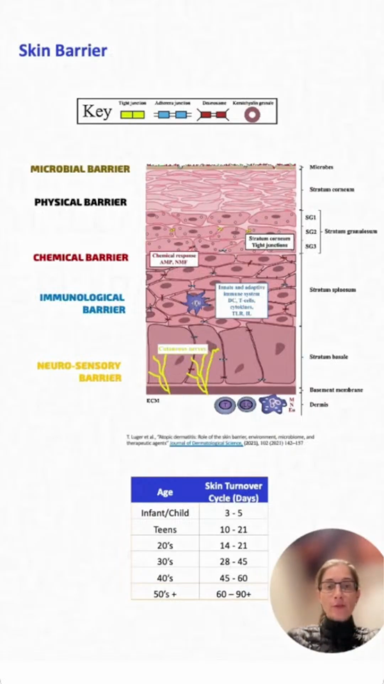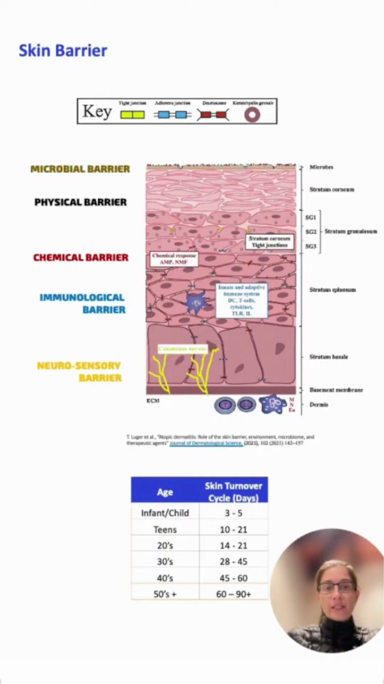The physical and chemical barrier, called the stratum corneum, is the outer layer of the epidermis and is divided into three sections, with the stratum granulosum layers beneath it. The stratum corneum contains tight junctions that seal cells together, limiting entry of pathogens and allergens. The next layer is the chemical response layer, which has antimicrobial peptides to kill or inhibit the bad microbes and natural moisturizing factors that help maintain hydration and barrier integrity.